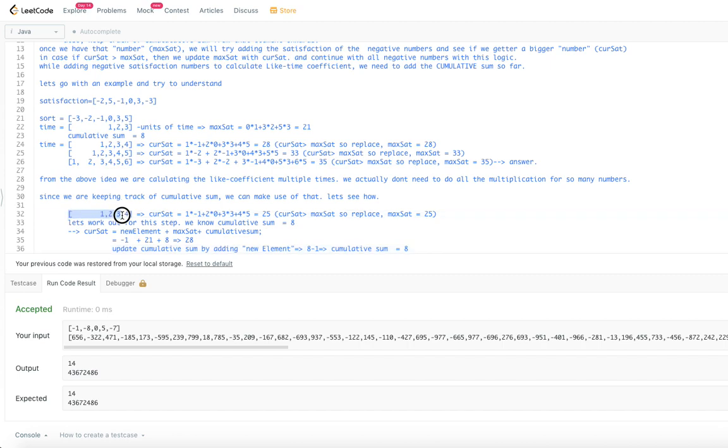So 1, 2, 3, 4. For the first thing, we don't have a choice, right? This we must calculate, okay? The second thing, that means second time onwards.